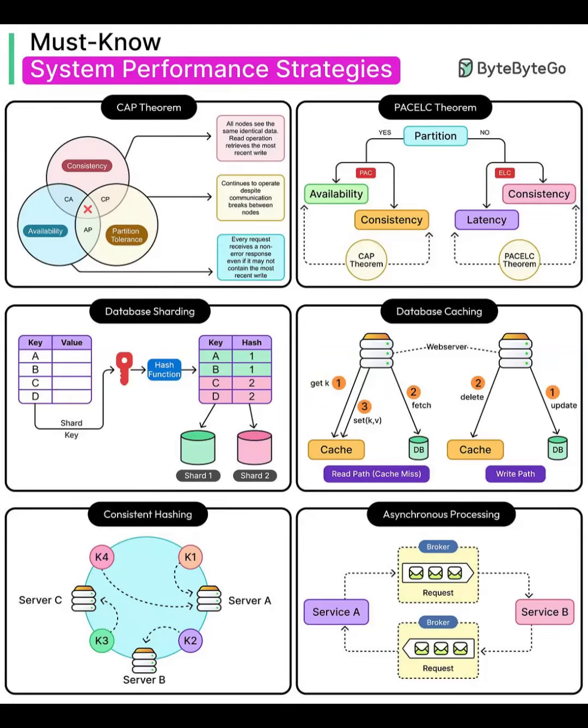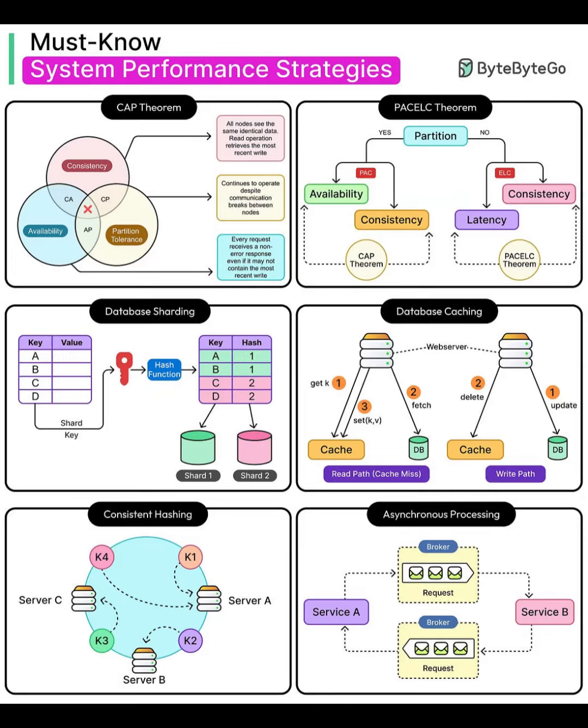In this video, we're going to speed run some must-know system performance strategies using this one diagram as our map. Think about this as your mental checklist when you're designing large-scale backends or AI platforms. CAP, PACELC, sharding, caching, consistent hashing, and async processing. These are the levers you keep pulling again and again when systems start to fall over under real traffic.